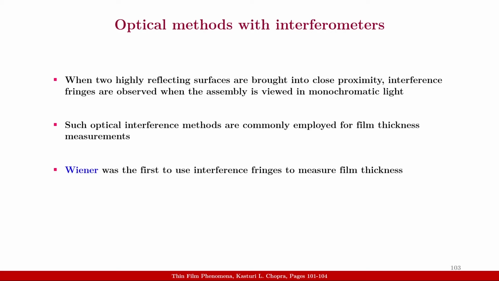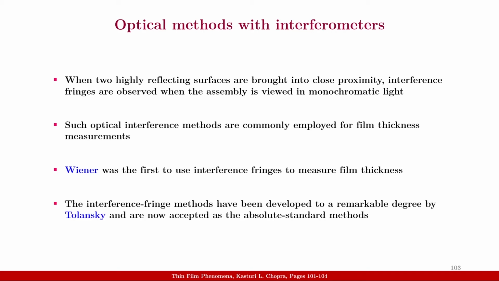Wiener was the first to use interference fringes to measure film thickness. The interference fringe method has been developed to a remarkable degree by Tolansky and is now accepted as the absolute standard method.